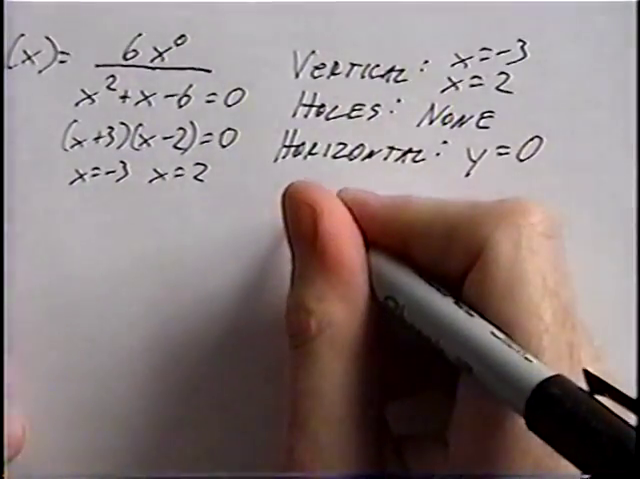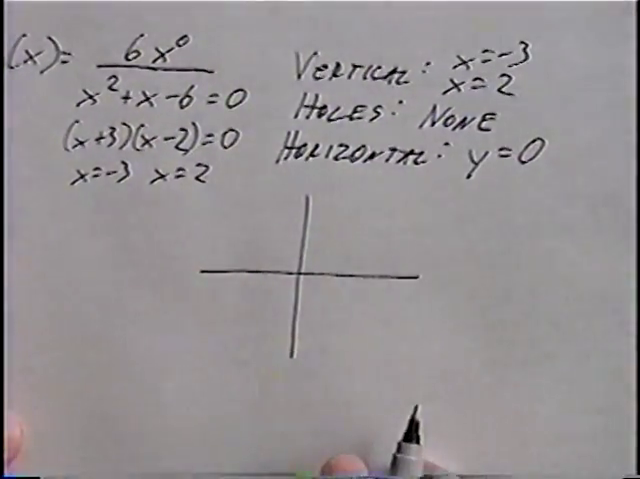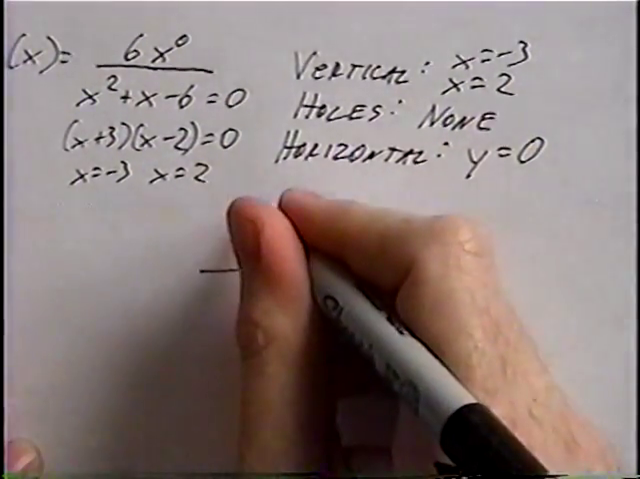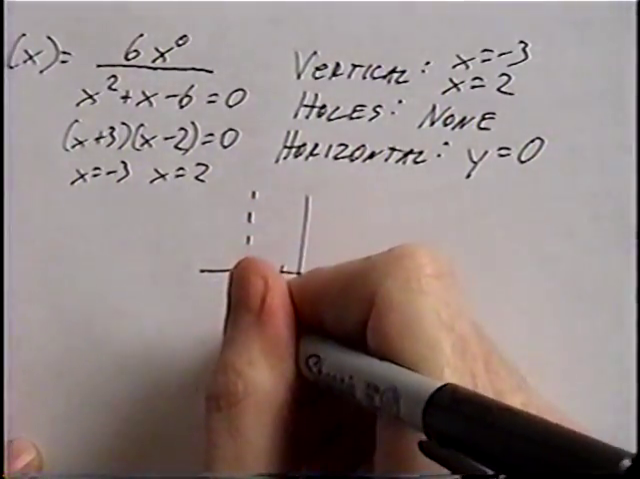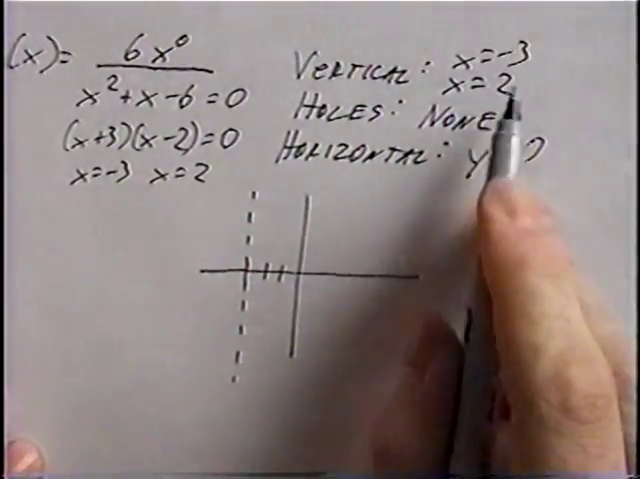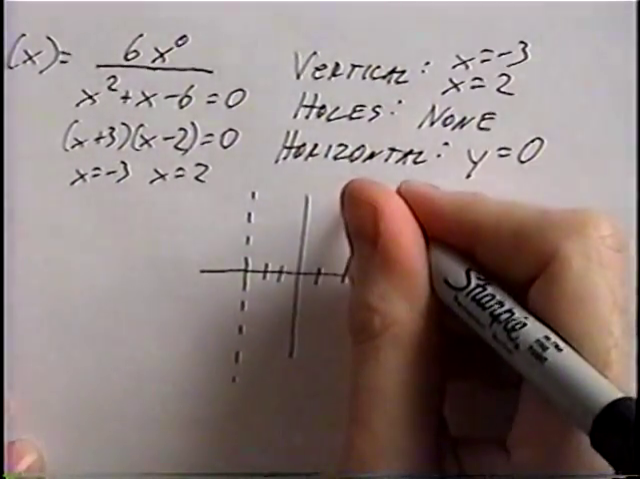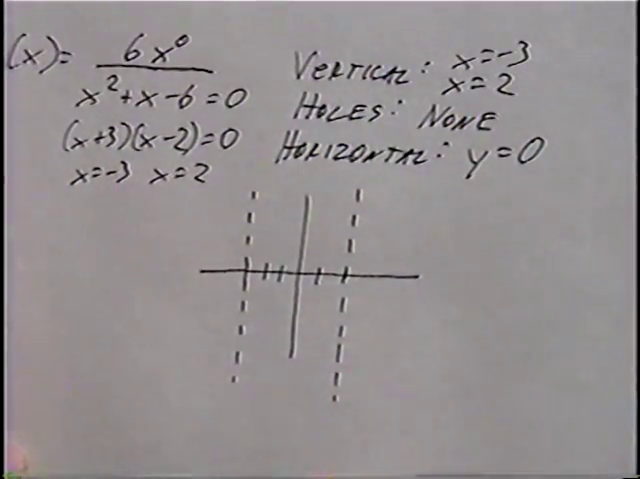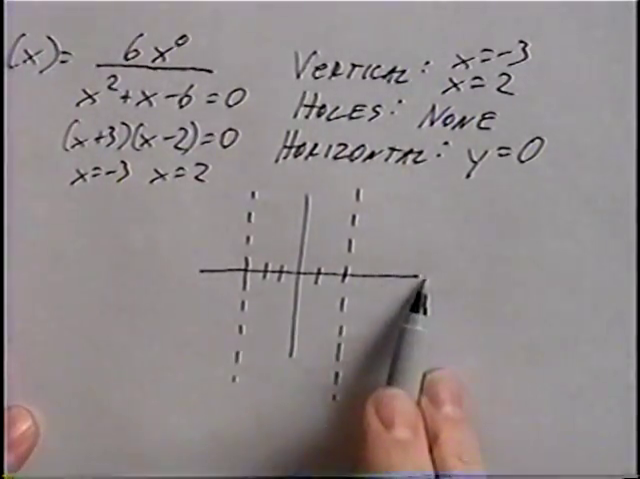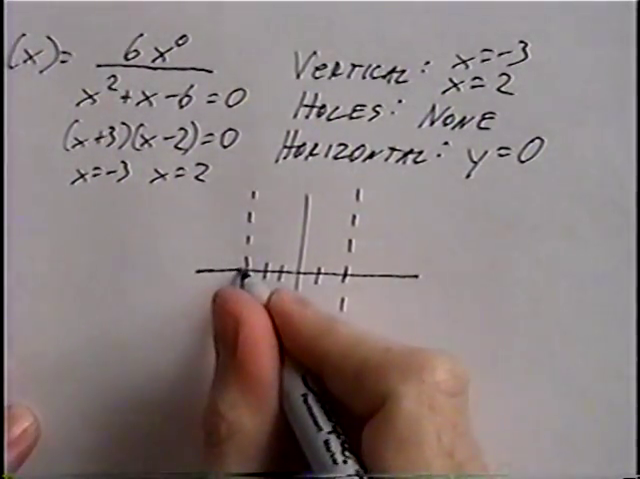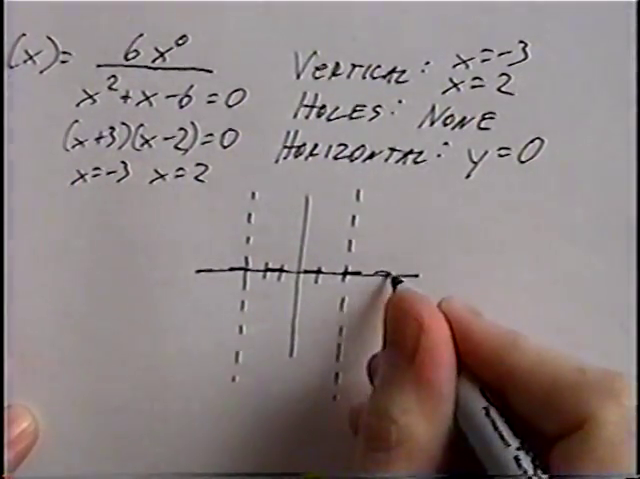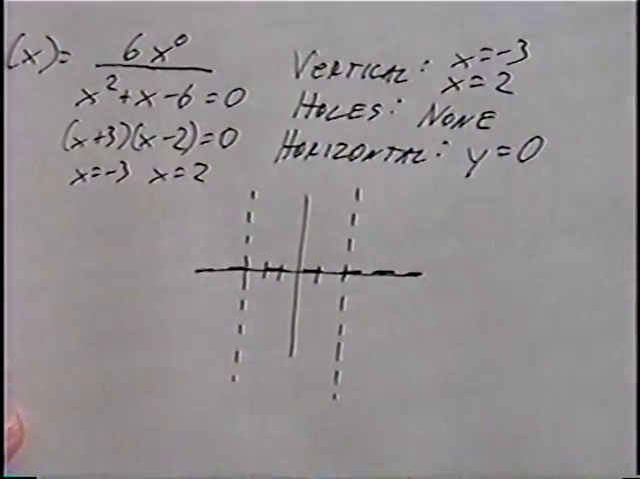Once you have your asymptotes, you can draw the xy axis. Vertical, x equals -3. Again, would be a dashed line at x equals -3 that the graph cannot cross. Also, x equals 2 will be another vertical line that the graph cannot cross. There are no holes, and the horizontal asymptote is at y equals 0, which is the x-axis. So we'll have a dashed line going across the x-axis that the graph cannot cross.